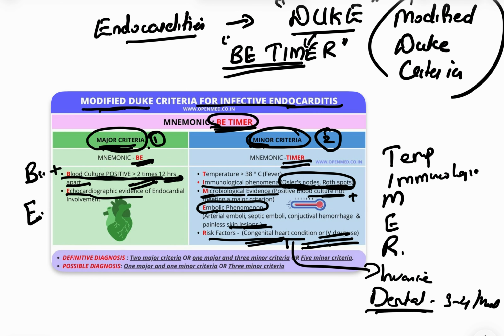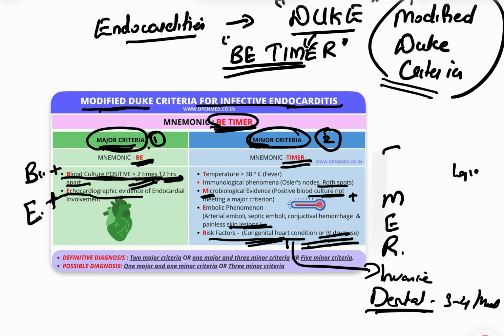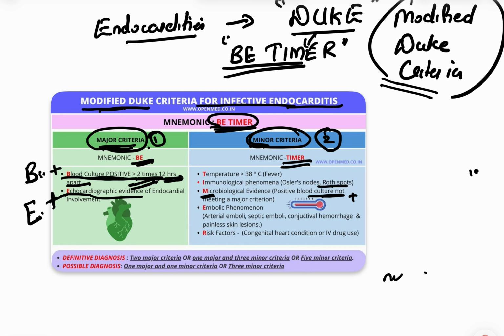Now we have a patient and we are doing the modified Duke criteria assessment, and we got 2 major criteria positive. That means the blood culture is positive 2 times in 12 hours, and the echocardiography shows evidence of endocardial involvement. Then the patient has endocarditis. That is how we diagnose the condition.